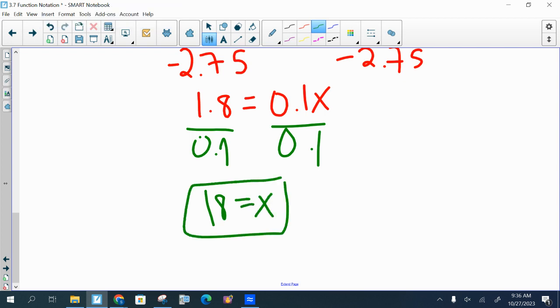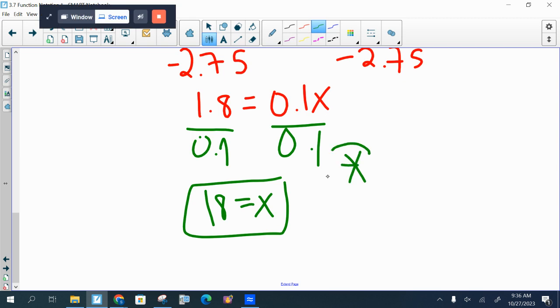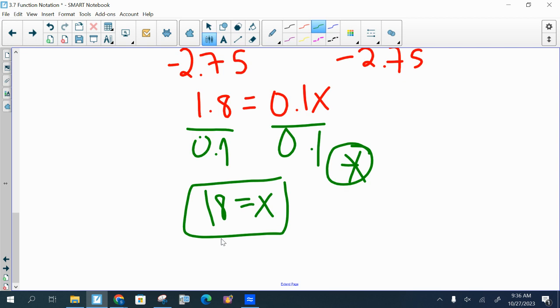Now we have to explain what it means. So what does this mean in this situation? Don't tell me X or f of X. Maybe I'll help you. If X is 18, what year would it be? Year 18? I'm so confused. If X is 18, what year is it? 1800.